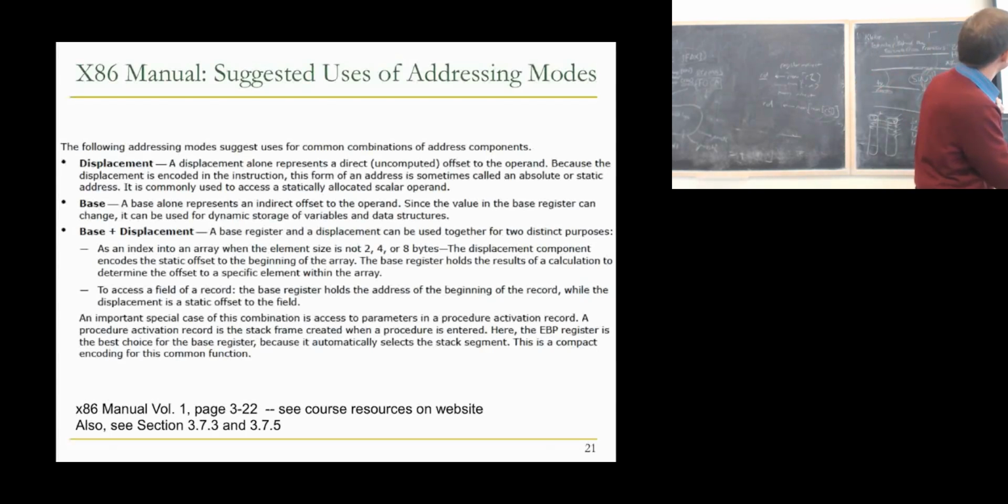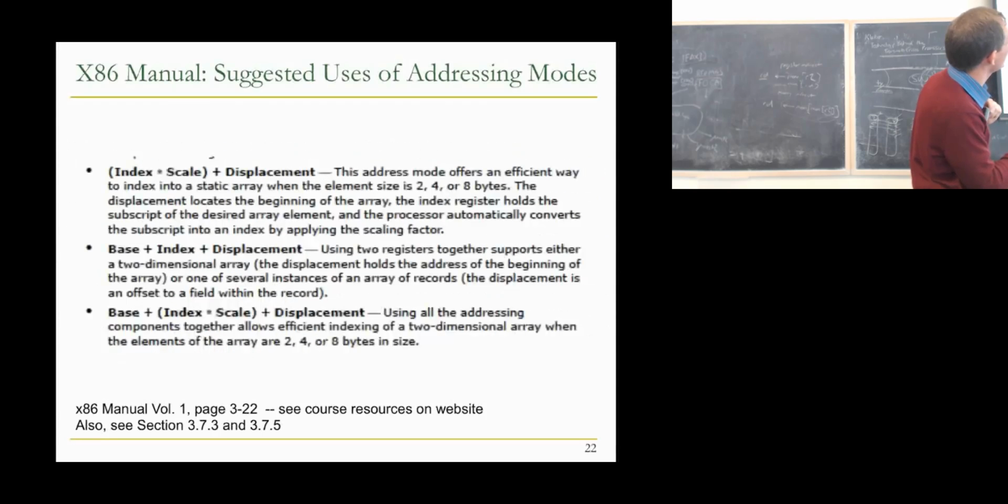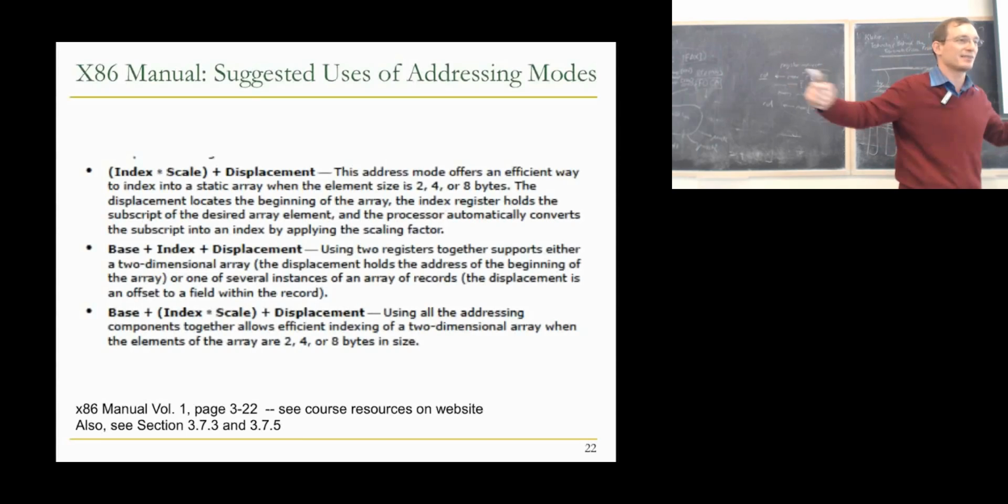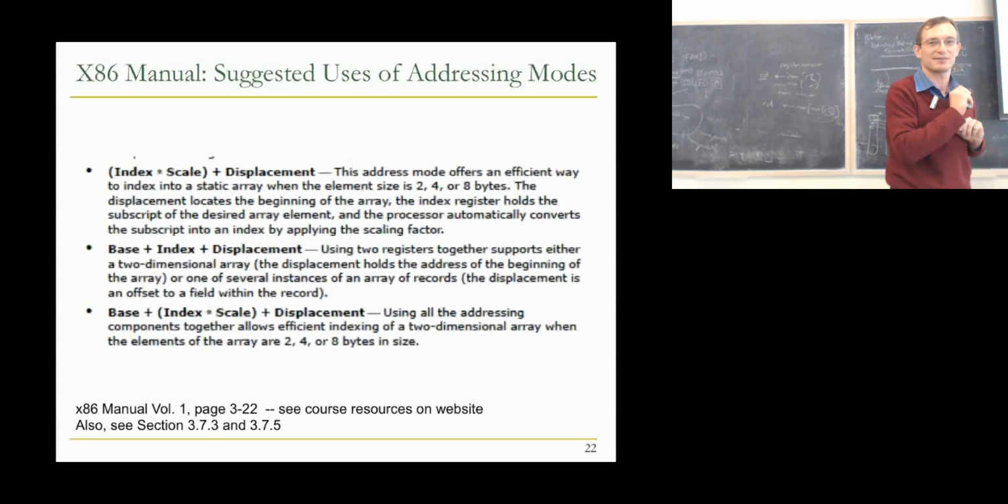Now you could make it more complicated. Index times scale plus displacement. This address mode offers an efficient way to index into a static array when the element size is 2, 4, or 8 bytes. The displacement locates the beginning of the array. The index register holds a subscript of the desired array element. And the processor automatically converts the subscript into an index by applying the scaling factor. Scaling factor is how large the elements in your array are. Right? So if your array elements are 1, 2, 4, 8 bytes, you can calculate the address of the element that you're trying to access in one shot within the instruction. Right? No more additional instructions to calculate the address. This addressing mode saves a lot of instructions to calculate the address.